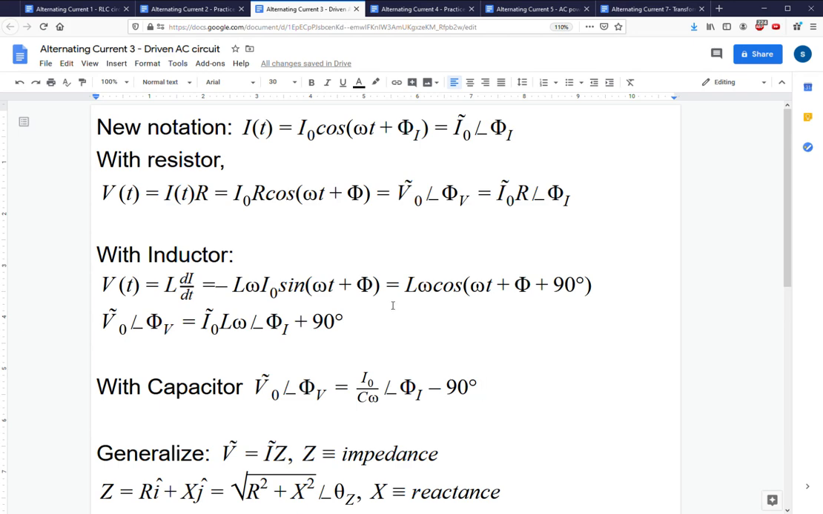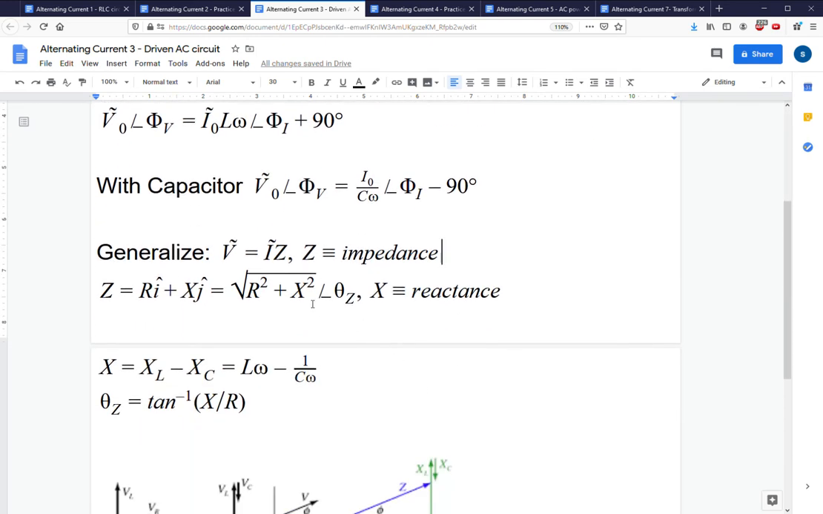Now notice in all of these cases, we can say that voltage is equal to I times something. For a resistor, it's I times R. For an inductor, it's I times L omega. And for a capacitor, it's I times 1 over C omega. So we could make a generalization that there is a new quantity, which is represented by the letter Z. It's called impedance. And that is the general form of resistance for AC circuits. So V twiddle is equal to I twiddle times Z.